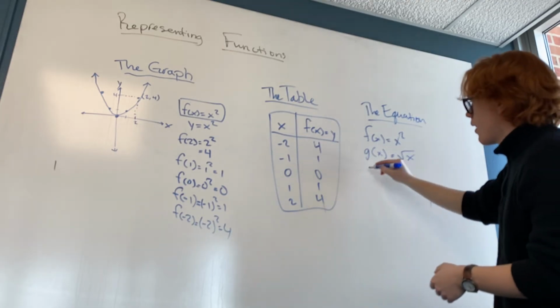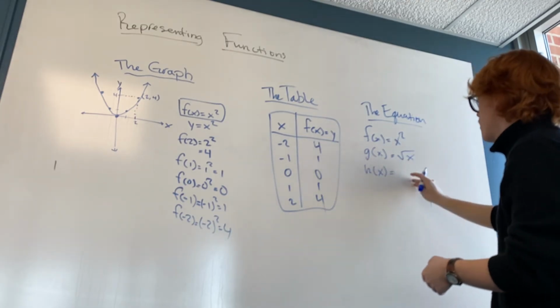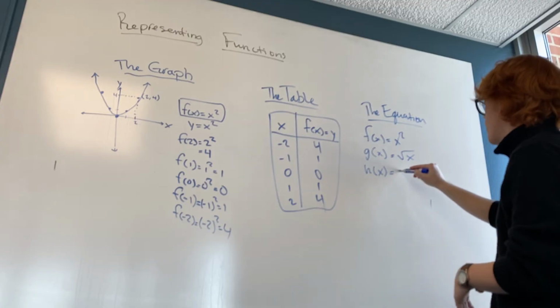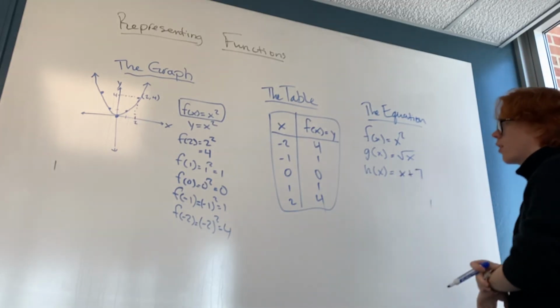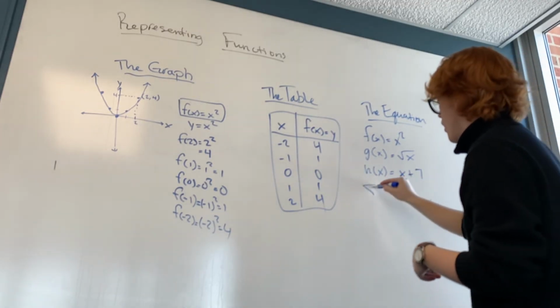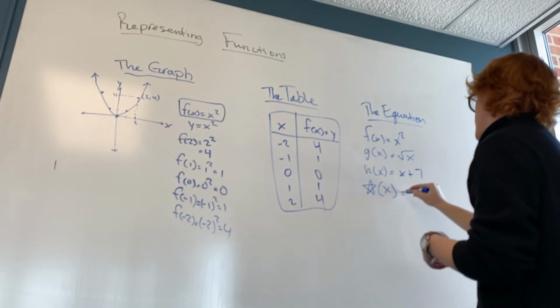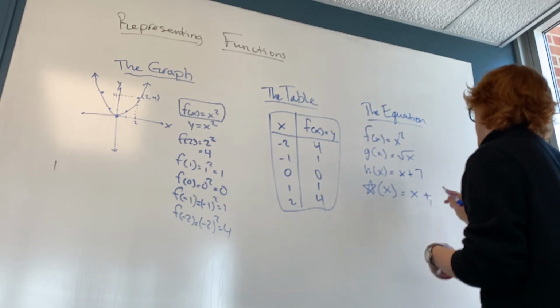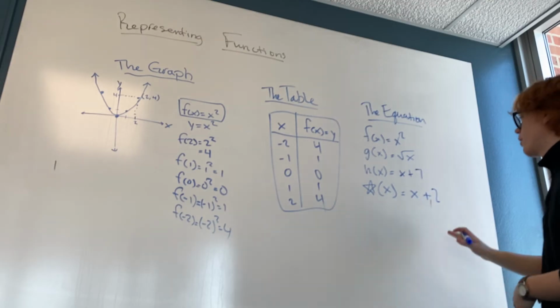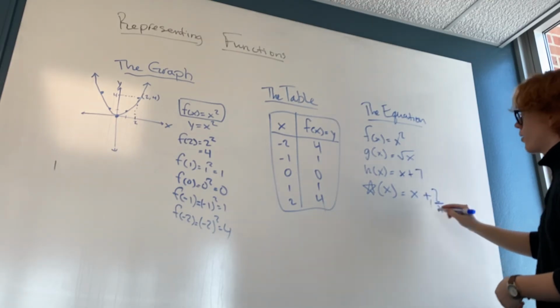We could say h of x is equal to x plus 7. Hell, we could say star of x is equal to x plus 2 over x. I don't know, something fun.